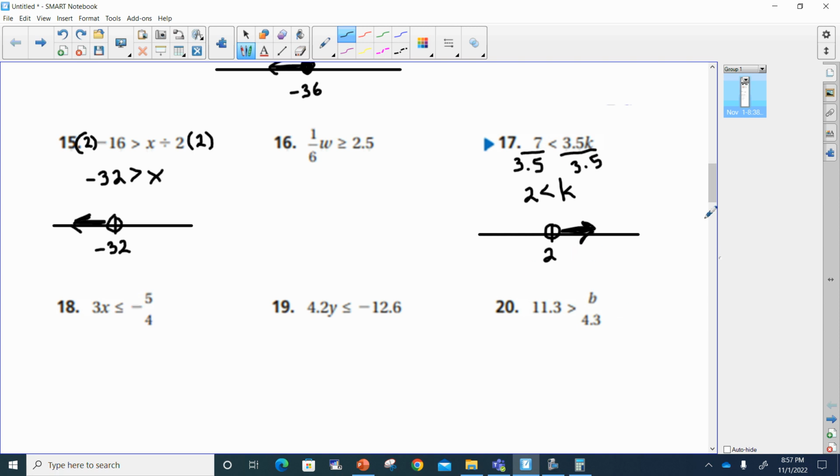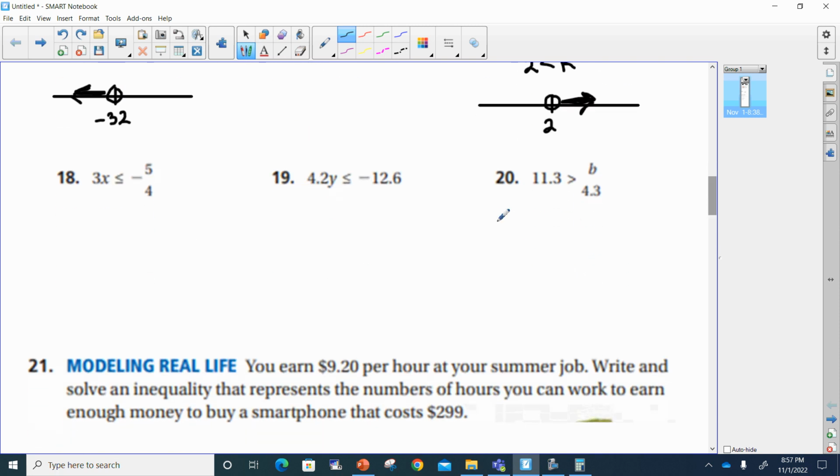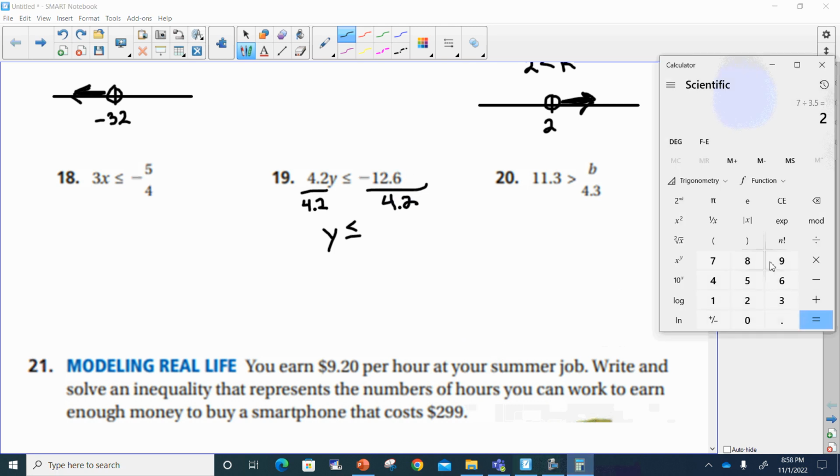All right, let's go on to number 19. To get 4.2 away from y, I'll divide 4.2 away. Whatever I divide from one side, I divide from the other. Now y is all by itself. The symbol comes down. And I've got to figure out what 12.6 divided by 4.2 is. I'm pretty sure that's going to be a negative 3, but let's give it a shot.